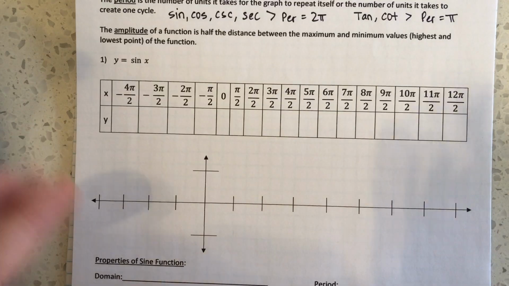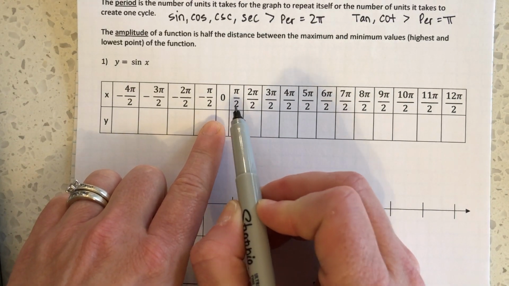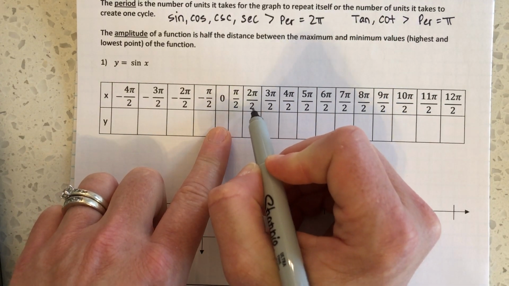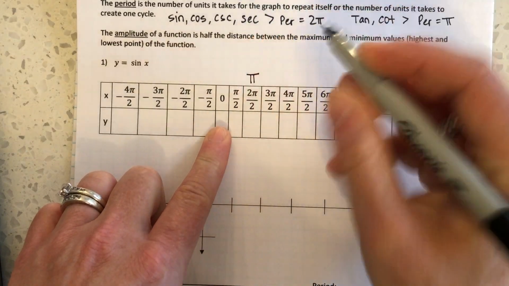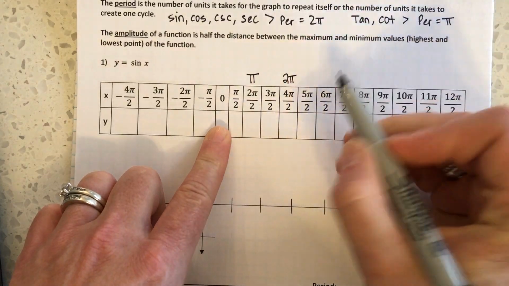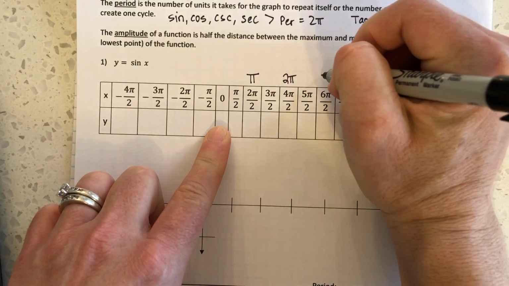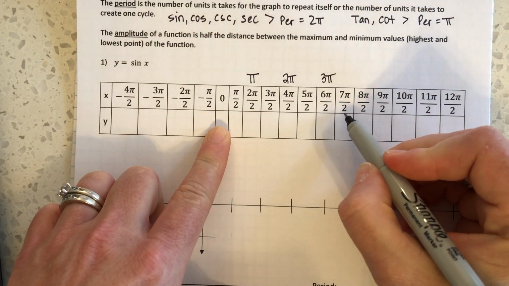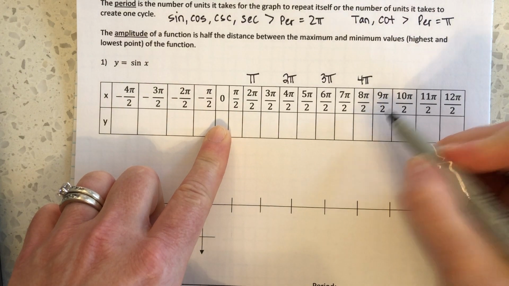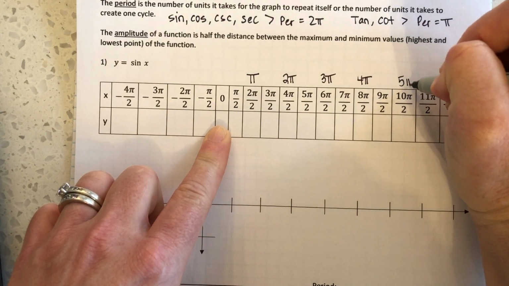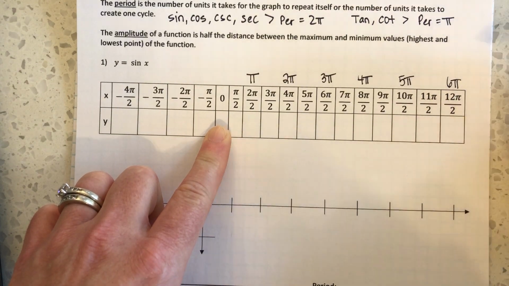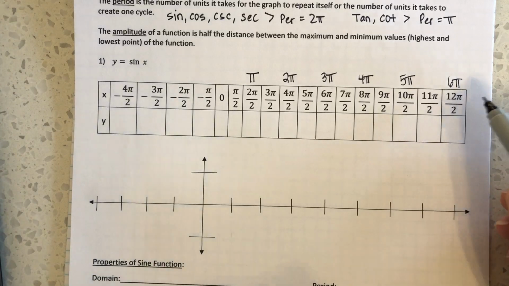So I've made you a chart where we're going to start at 0 radians, and then every pi over 2 radians we're going to plug an angle in. So 1 pi over 2, 2 pi over 2, which, guys, that's pi. All right, 3 pi over 2, 4 pi over 2, which is 2 pi, 5 pi over 2, 6 pi over 2, which is 3 pi, 7 pi over 2, 8 pi over 2, which is 4 pi, 9 pi over 2, 10 pi over 2, which is 5 pi, 11 pi over 2, 12 pi over 2 is 6 pi, so that would be your third complete rotation around, and so on.